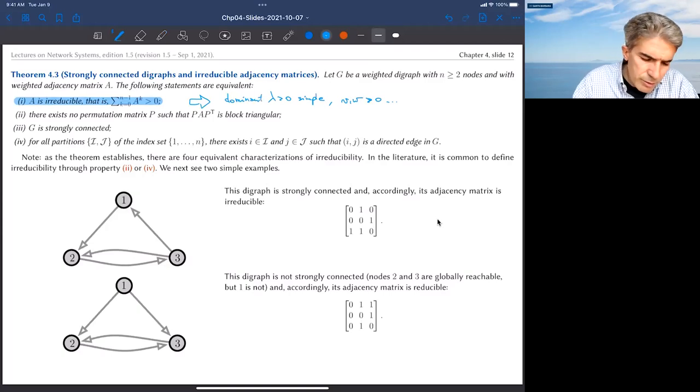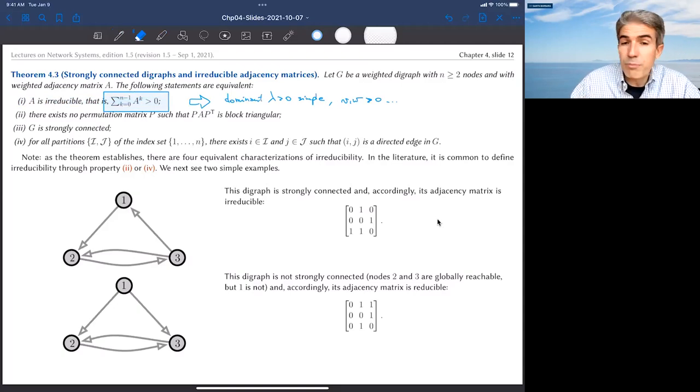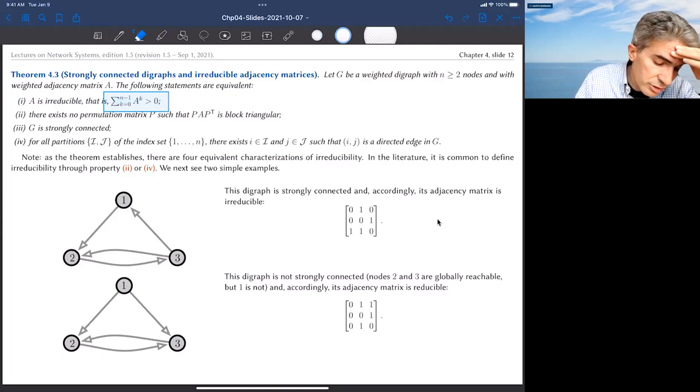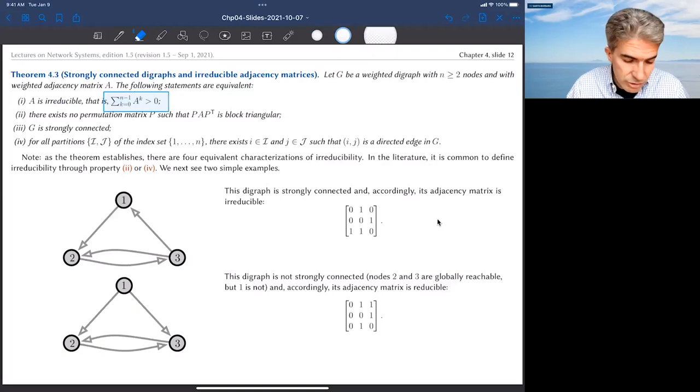But the other thing you should remember from chapter 2 is that the definition of irreducible, while it is very well posed, is this: take k powers, and take the sum of powers from k equal to 0 to m minus 1. If that's positive, then I call the matrix irreducible. So that's fine. It's a correct definition. It's not wrong, but it doesn't give you the intuition about what is really happening in the matrix. Which matrices are irreducible? Francesco, give us some intuition for it.